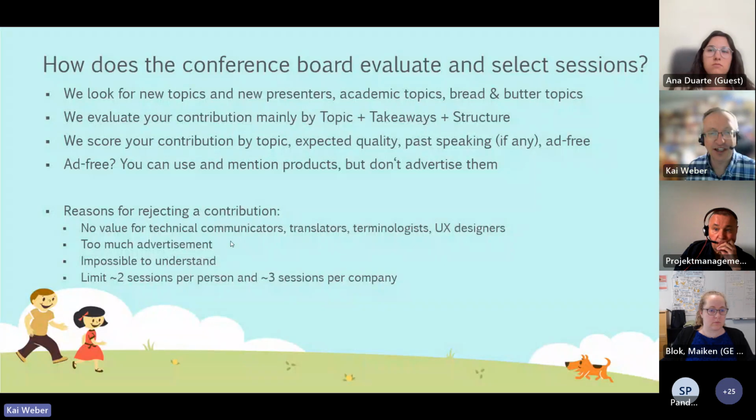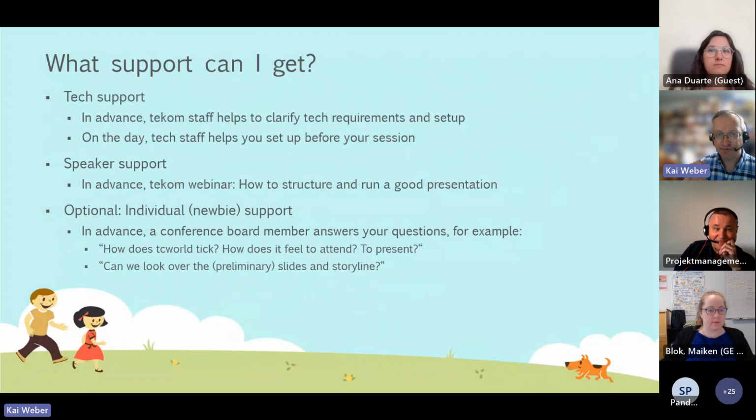And I'm very much aware we're running out of time, so let me fast forward. Briefly, you can get the tech support you need, so you can clarify the requirements beforehand. And on the day of the session, there's technical staff there to help you set up. And there's even speaker support in the form of a tekom webinar, how to structure and run a good presentation. So that's all there. That's part of the package, and it's advertised on the tekom website.